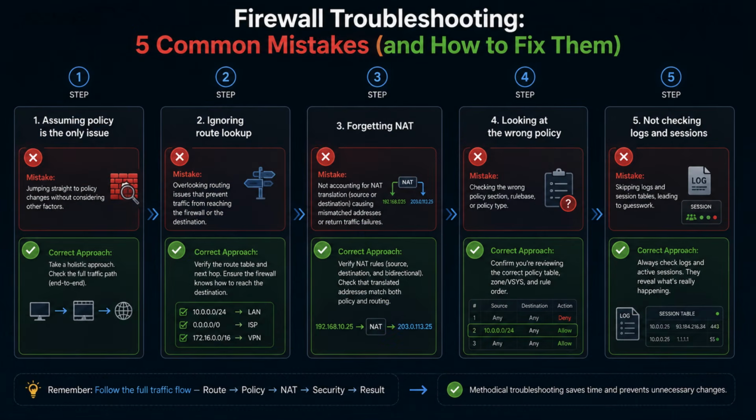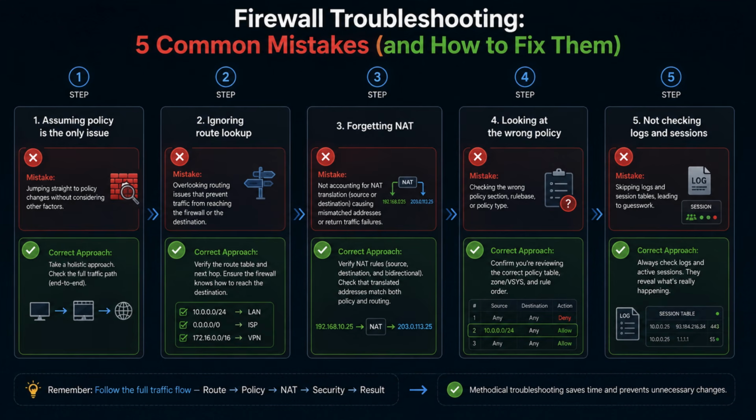Here are 5 common firewall troubleshooting mistakes. First, assuming every problem is a firewall policy problem. Routing, DNS, NAT, interface status, asymmetric paths, and server-side configuration can also cause connectivity failures. Second, ignoring route lookup. A correct policy does not help if the firewall does not know how to reach the destination. Third, forgetting NAT. Traffic may be permitted by policy, but still fail because the expected source or destination translation is missing or incorrect.